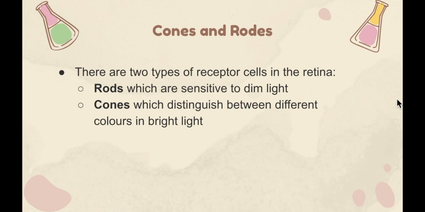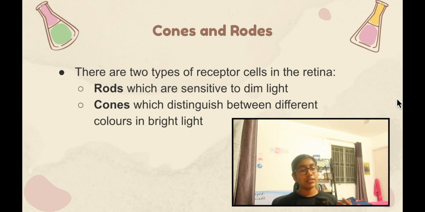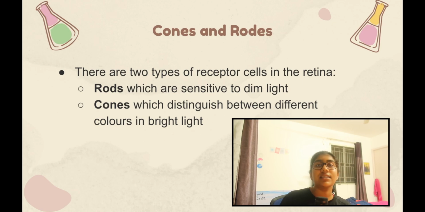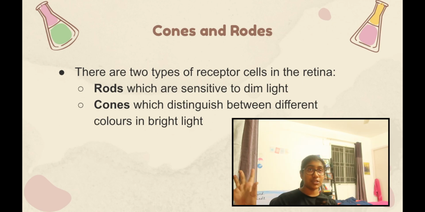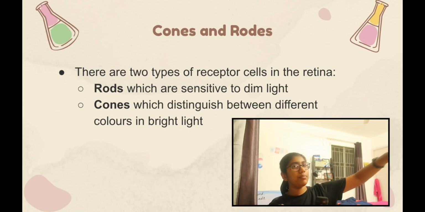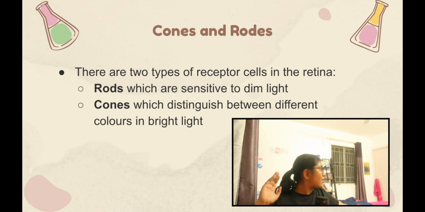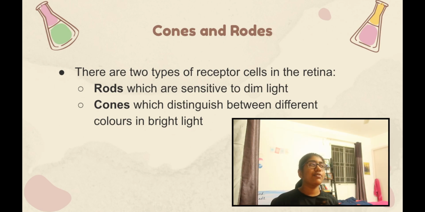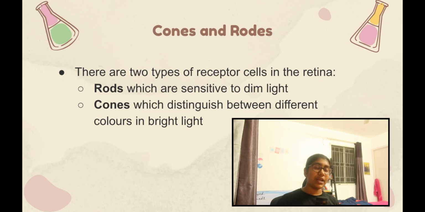Lastly, we're going to be talking about cones and rods. These are two types of photoreceptor cells in the retina. The rods are the cells that are sensitive to dim light. This is what helps us view things in dim light at night. And the cone cells are what help us distinguish between the different colors in bright light, for example blue, red, pink, all of that kind of stuff. The cone cells help us to differentiate all of these different bright colors.